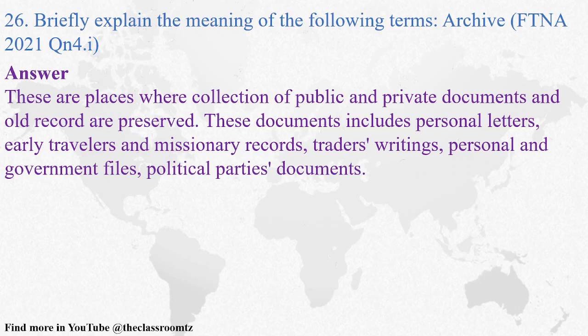So either it's public, owned by government, or it is private, owned by someone. Example, Mwalimu Julius Kambarage Nyerere's biography, we can find in the museum, in the archive. That is a personal or private document. If we are looking for the first constitution of 1977, the first draft, we go to the archive, we can find it, that is a public document. That is all about the archive. We are keeping public and private documents of the past.